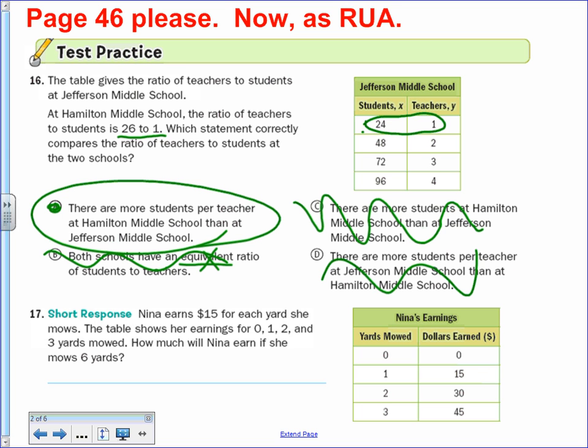All right, number 17. Nina earns $15 for each yard she mows. The table shows her earnings for 0, 1, 2, and 3 yards mowed. How much will she earn if she mows 6? You could build your way up, but I would go directly from 3 to 6. 3 times 2 is 6. Whatever you do to one side, you have to do the other side. 45 times 2 is $90. She will earn $90. And it didn't really matter how you got the answer. Okay.